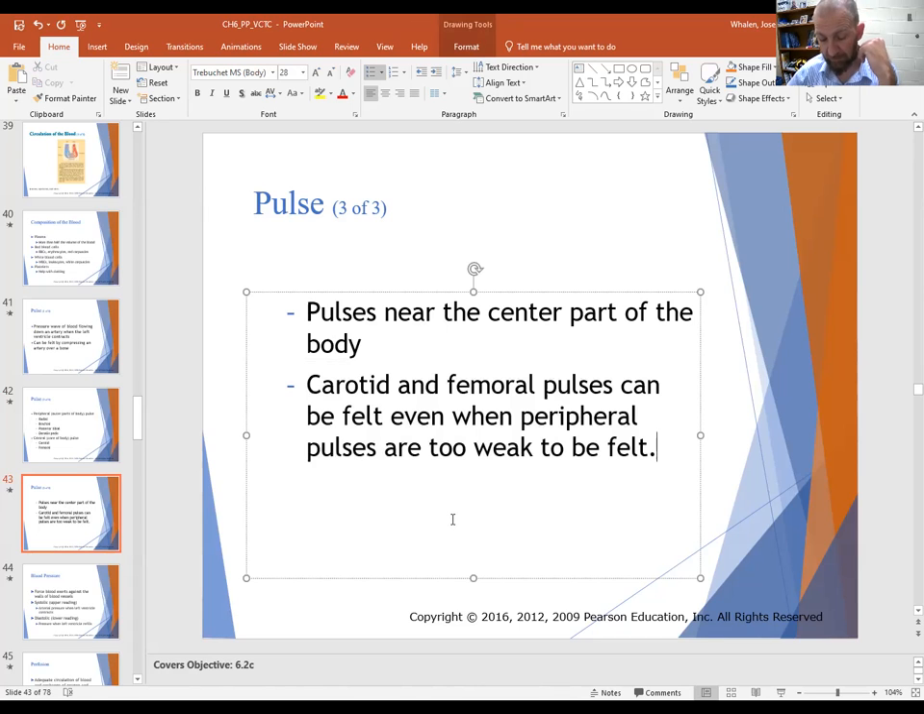All right. Next, we're going to move on to the cardiac conduction system. So we'll do that next. Cardiac conduction.